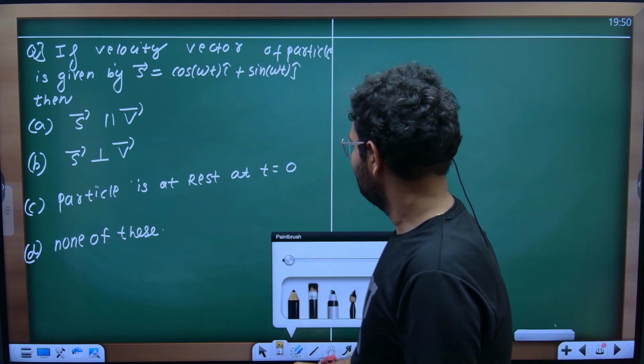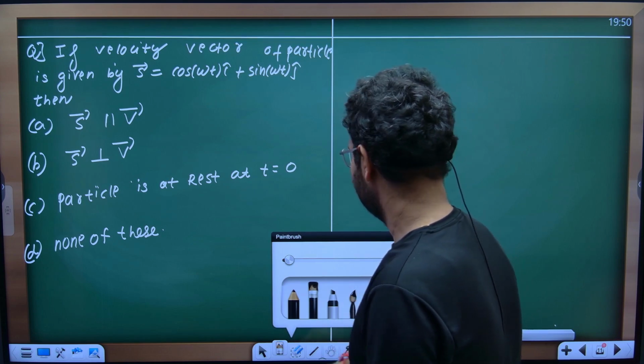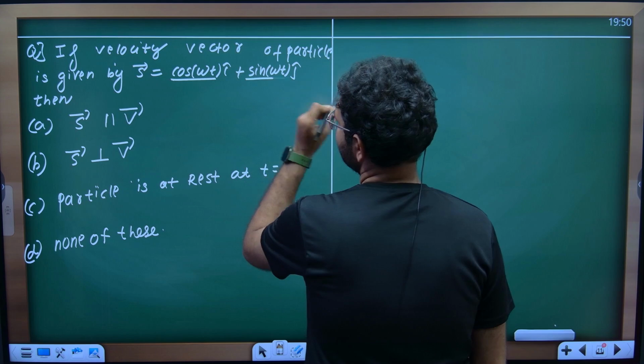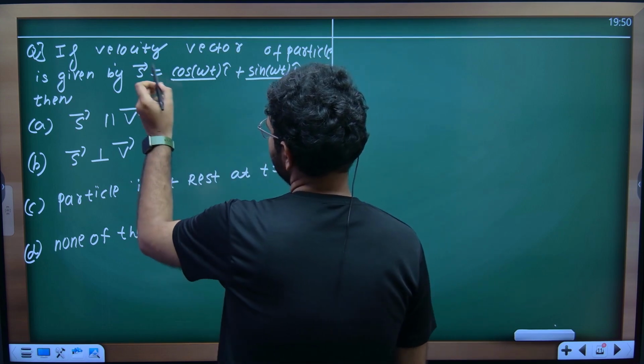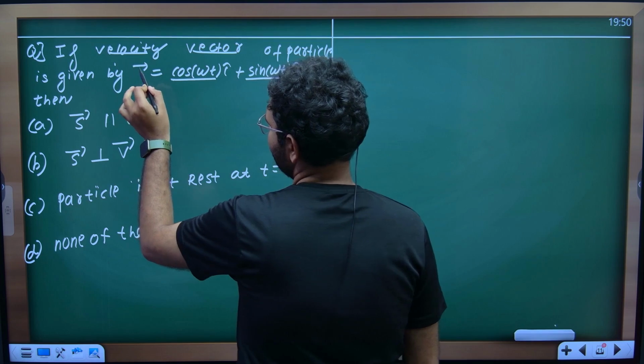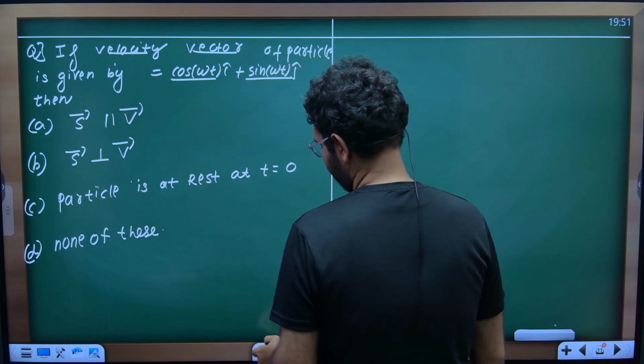Okay, another beautiful question. So many beautiful questions are there. See, s vector is equal to cos omega t i cap plus sin omega t j cap, and this is the velocity vector of a particle. So here it must be v vector, not s vector.